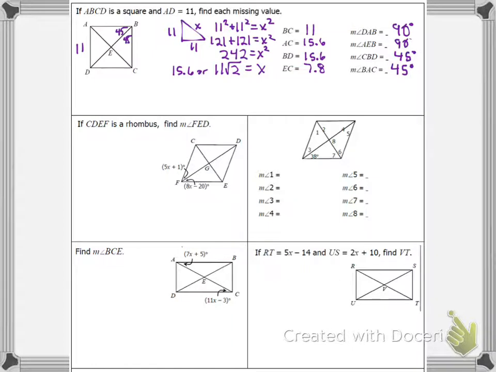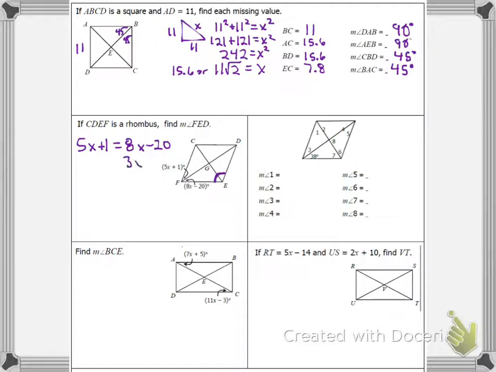Next, we have a rhombus. We need to find angle FED, which is this angle here. Now, I know the two expressions that I have are equivalent because the diagonals bisect the angles. So I'm going to set those equal to each other. Once I find what x is, I can substitute back in and find what the total at F is, and then I could then find FED.